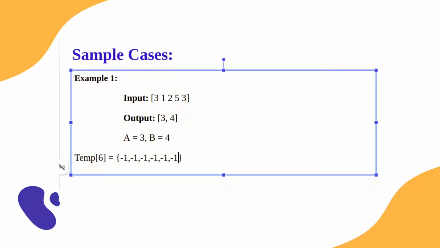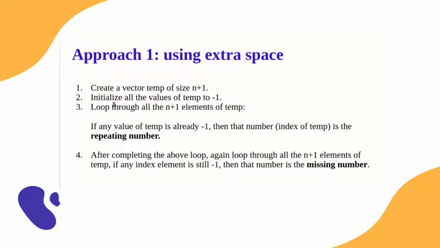Now what's the second step? Initialize all to minus 1, and loop through all the n plus 1 elements of the temp. Why n plus 1? Because the numbers are up to n, but we have created a vector of size n plus 1. If any value of temp is already minus 1, then that number, the index of temp, is the repeating number. So let's understand what is happening here.